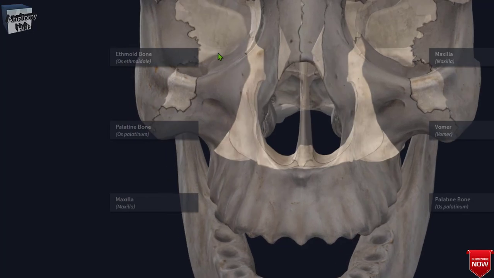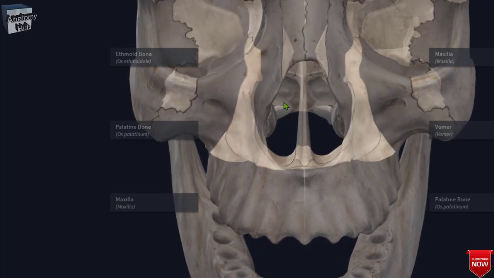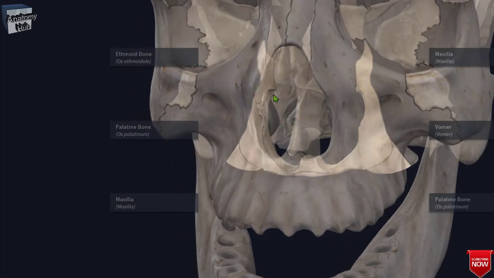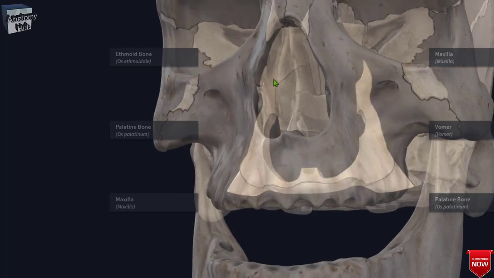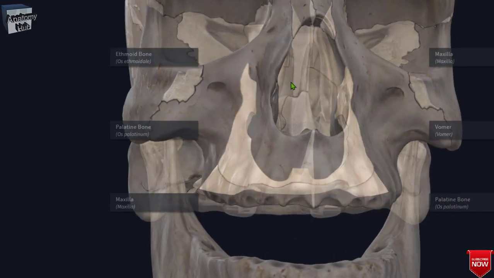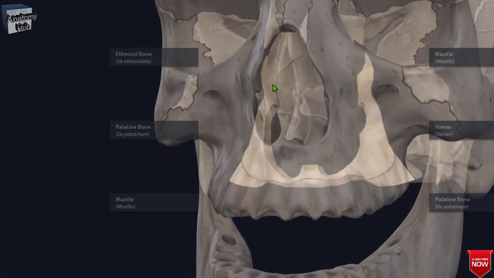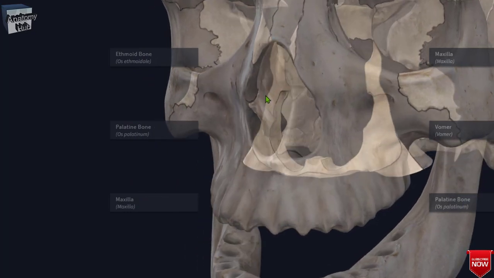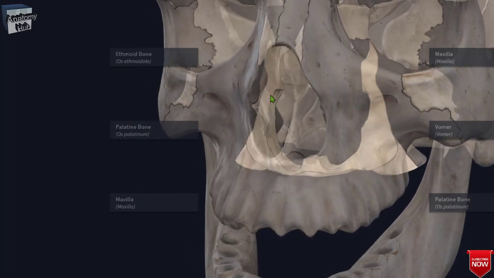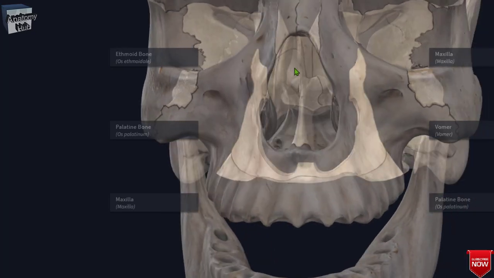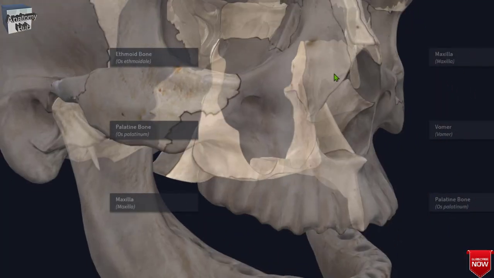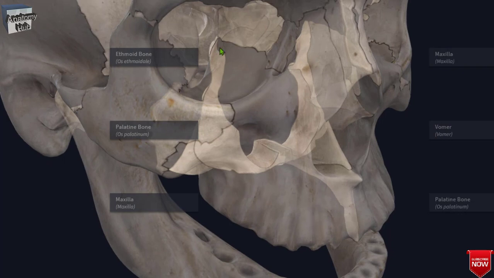Here you can see this is your nasal cavity, and if you go through this nasal cavity, you can reach the lateral side of your nasal cavity, where you will get a foramen. You can observe through here, this is the foramen.